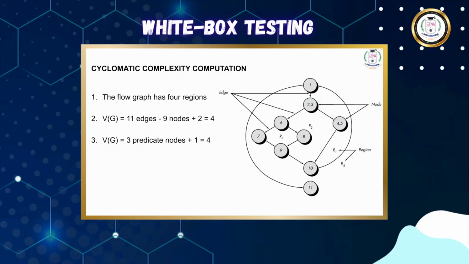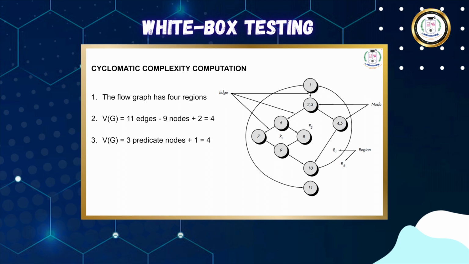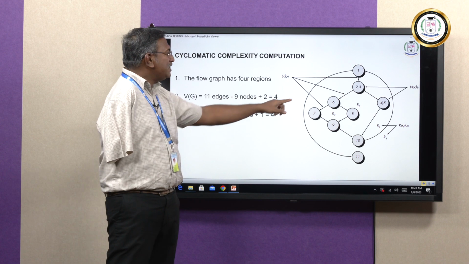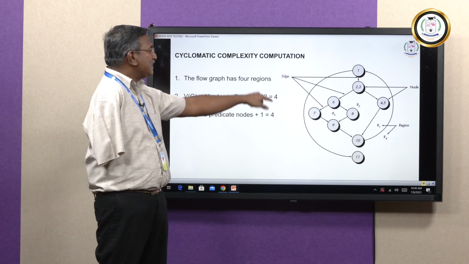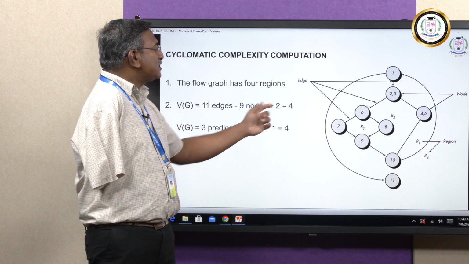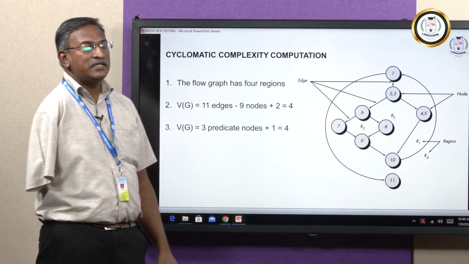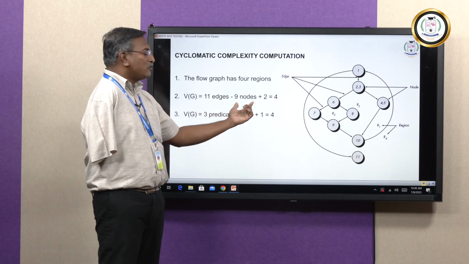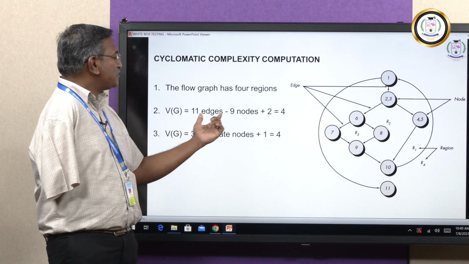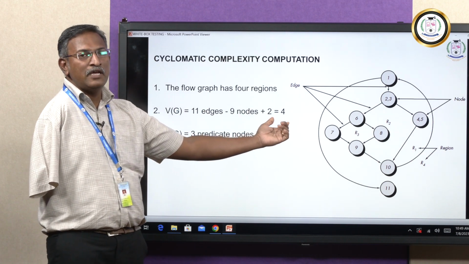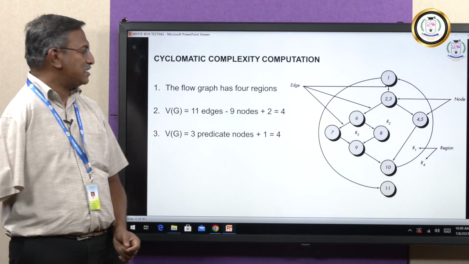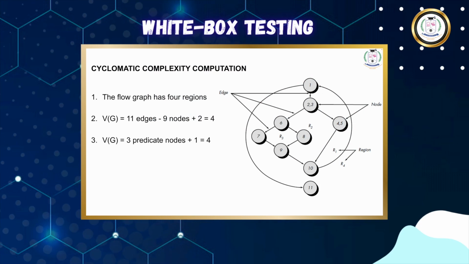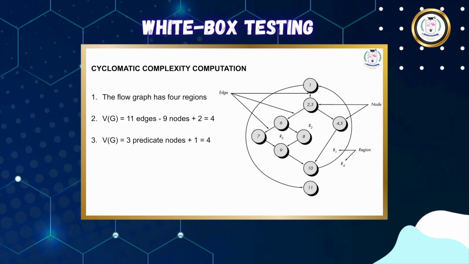The second method is V of G equal to edges minus nodes plus 2. Edges are the arrows or the links, and nodes are the circles. In this flow graph, there are 11 edges and 9 nodes. So edges minus nodes plus 2 is equivalent to 4, which is the cyclomatic complexity.